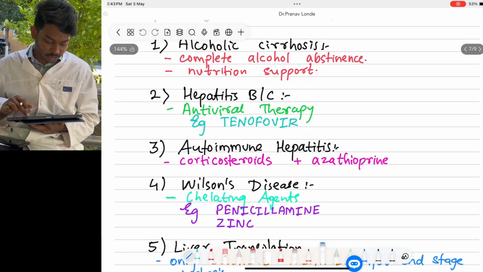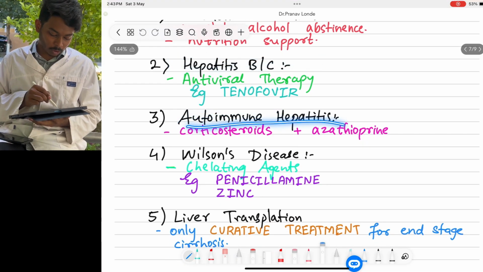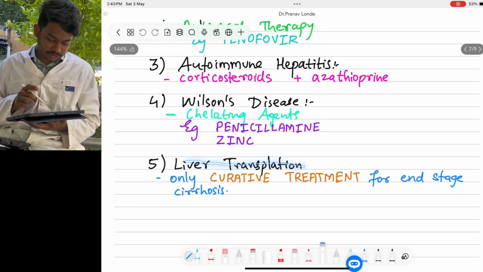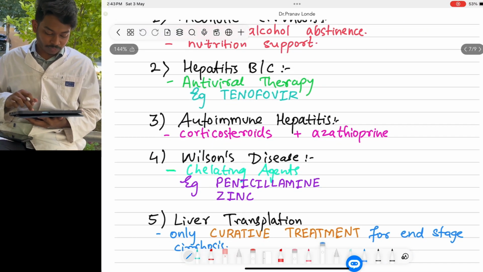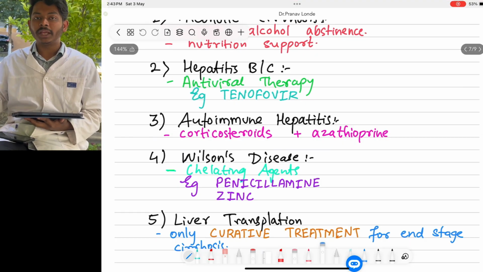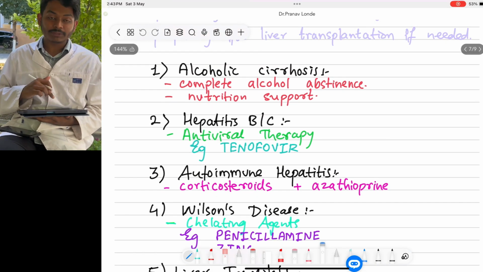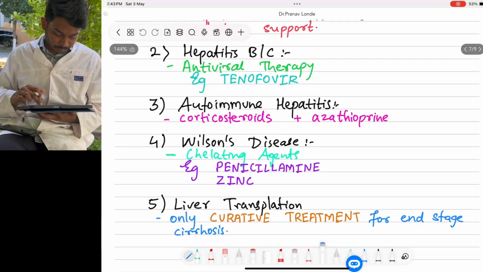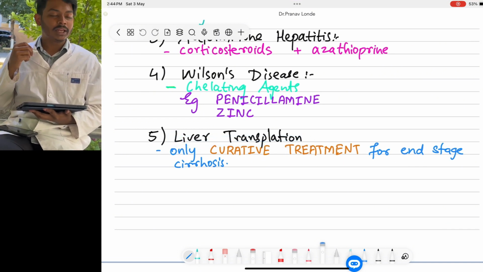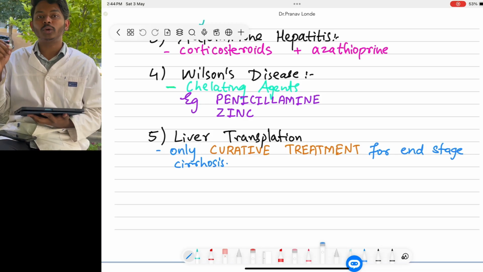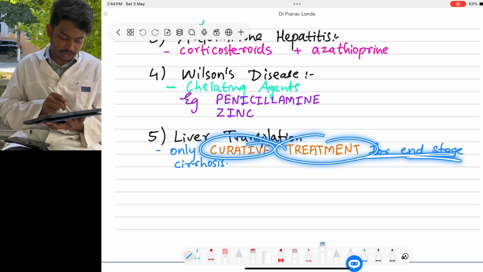Why am I telling you about alcoholic cirrhosis, hepatitis B, C, autoimmune hepatitis, Wilson's disease, and last, liver transplantation? Because these 5 diseases are the causes of liver cirrhosis. So basically in these 5 diseases we can see liver cirrhosis. Last is liver transplantation. As I told you before, in severe cases where there is no option to save the patient, we have to do liver transplantation, which is the only curative treatment for the end stage of cirrhosis.